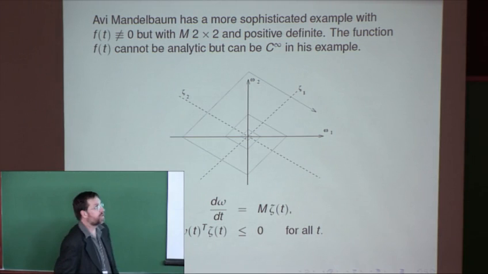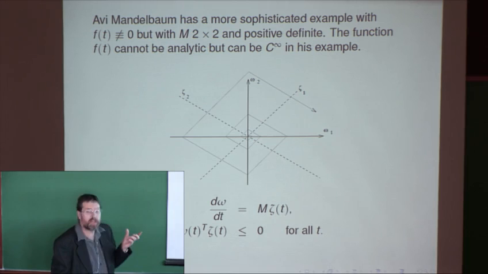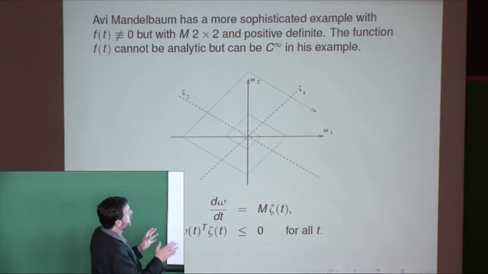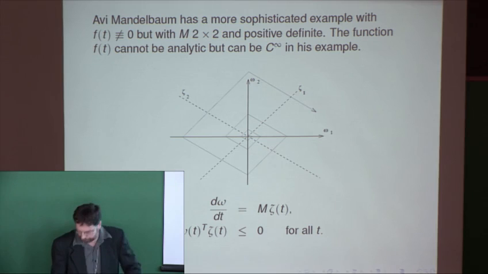It's a more sophisticated example. It's 2x2, and the matrix is positive definite. Now, I don't have the matrix itself up here. You can also find this example in the book of Yudkin in the 60s about sliding mode control. It's quite an old example.